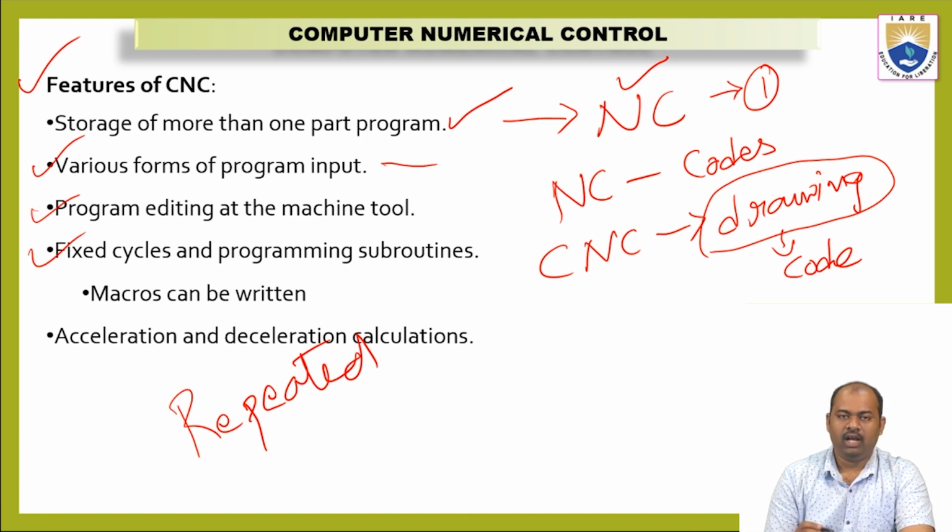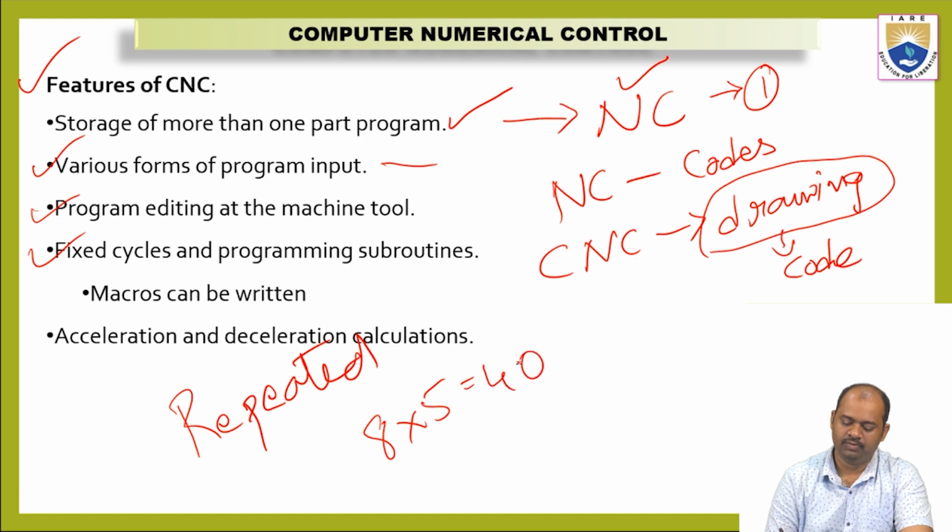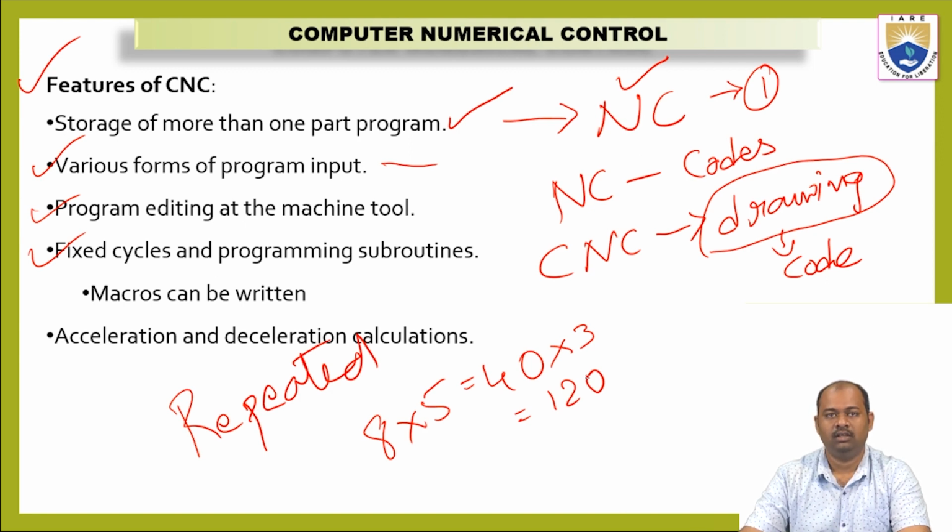Now, if I want to produce more objects, generally any human being can work for 8 hours. 8 into 5, I can produce 40 objects in a single shift. In 24 hours, I have 3 shifts of 8 hours. 40 into 3, I can produce 120 objects in a single day. In a span of 24 hours, I can produce 120 objects when human beings work on the machine.